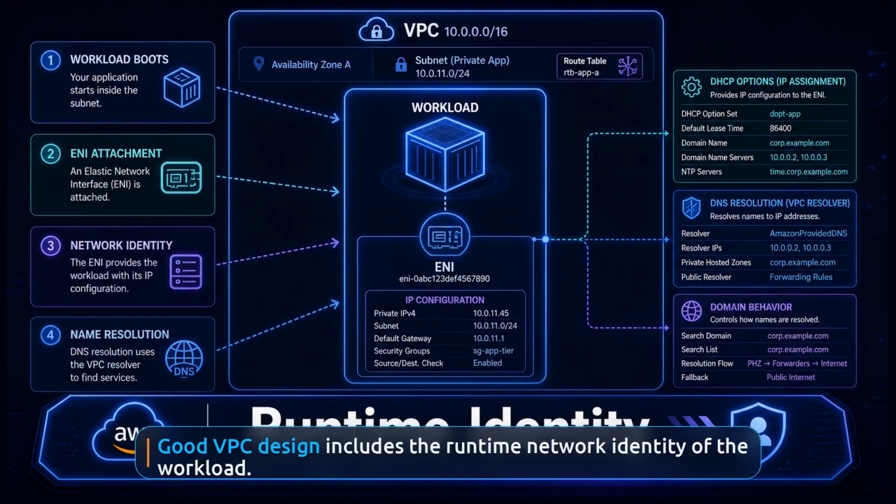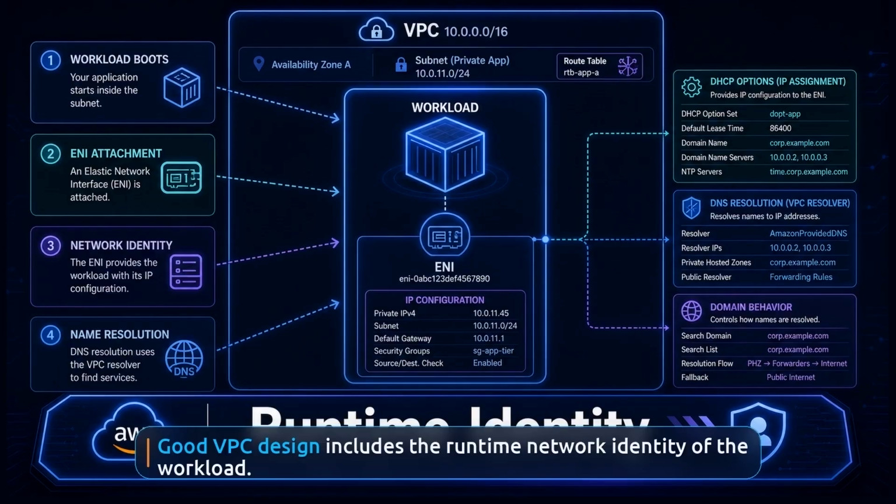If the workload cannot resolve names correctly, or the VPC DNS behavior is wrong for the environment, application troubleshooting becomes messy very quickly. Engineers sometimes stare at routes and security groups for too long when the real issue is that the workload never got the network context it needed.